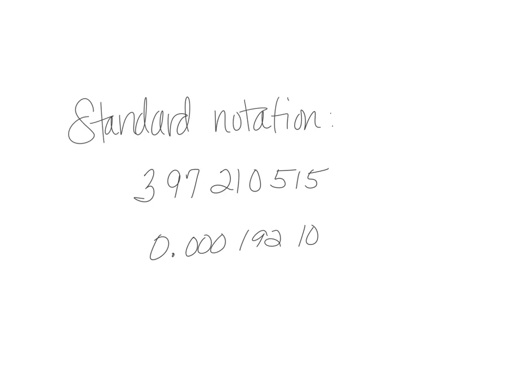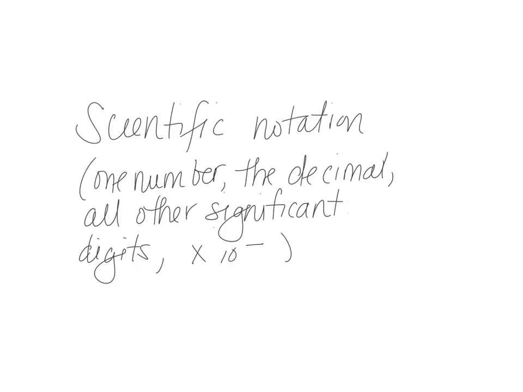So I have two different examples here. I have 397,210,515 and 0.00019210. So both of those are considered standard notation.